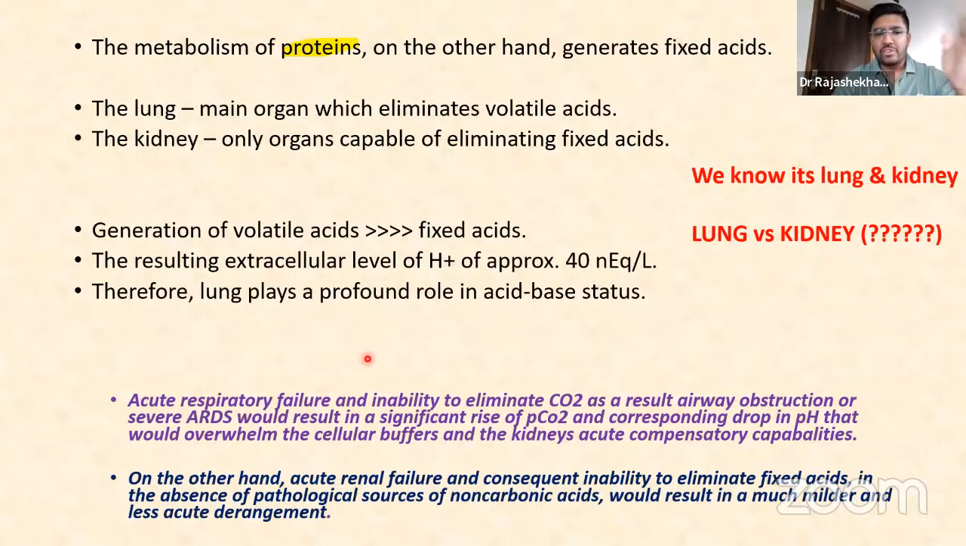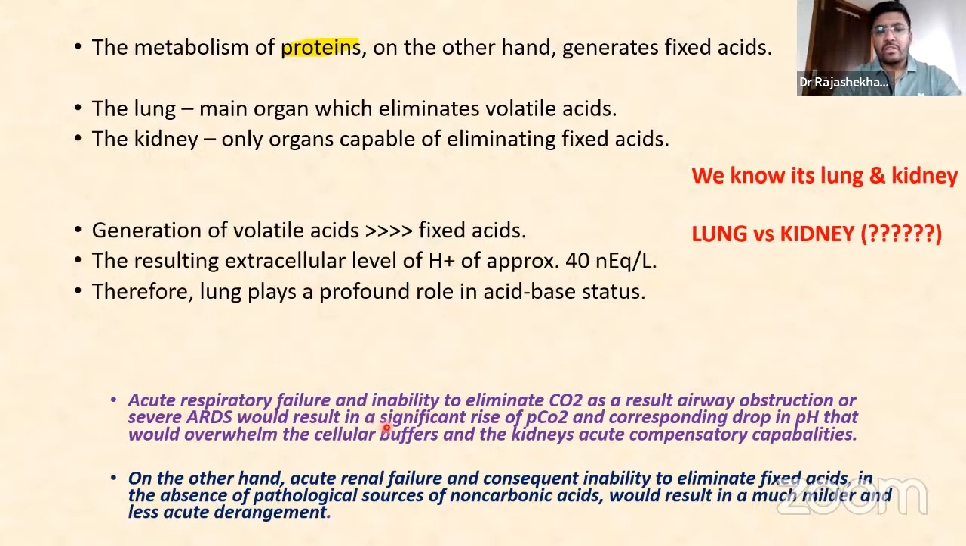As you see, if a patient has a severe acute respiratory failure, maybe secondary to a sudden airway obstruction or a severe ARDS, it results in a significant rise in carbon dioxide and a corresponding drop in pH that could overwhelm the cellular buffers and the kidneys' acute compensatory capabilities. We know the lung is the main organ in the initial part of balancing acid-base balance.